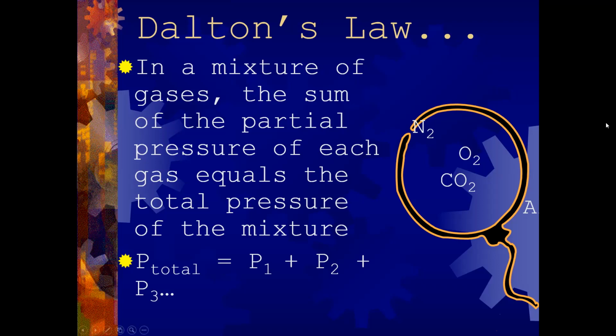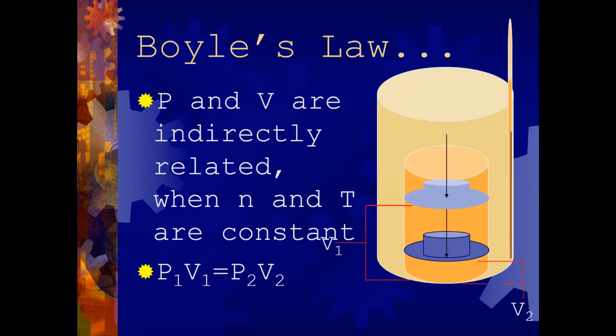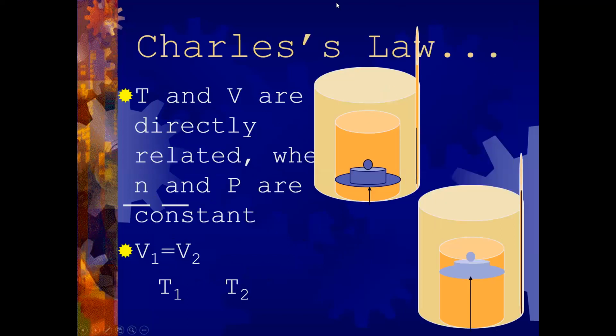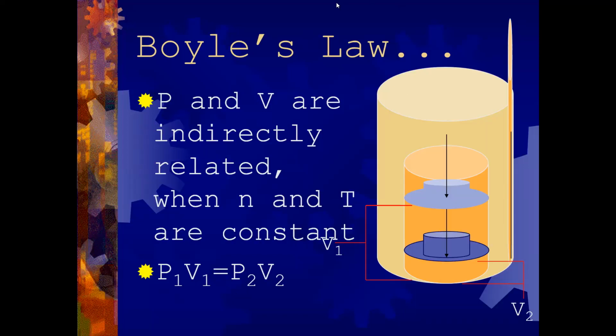So if you have a balloon filled with air, you have nitrogen, oxygen, carbon dioxide, and other little things, but all of those pressures exerted together, added together, would be the pressure that the balloon is exerting. So that's number one. Number two is Boyle's law. And remember, I was telling you earlier how you can remember which one's which.